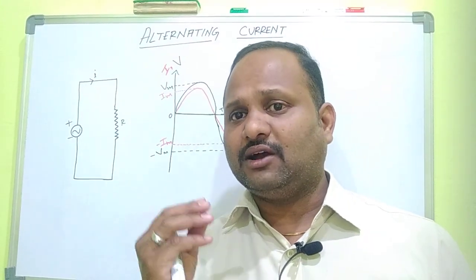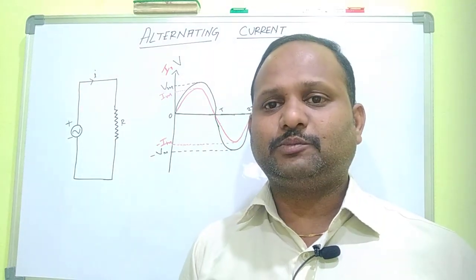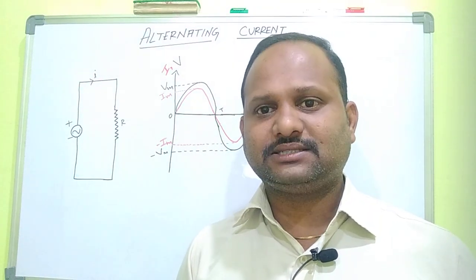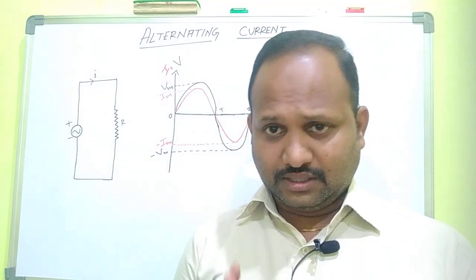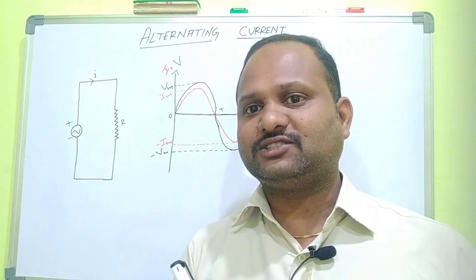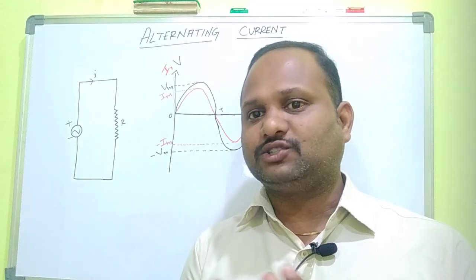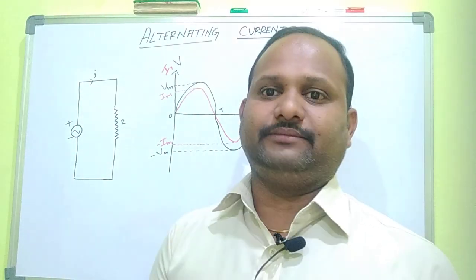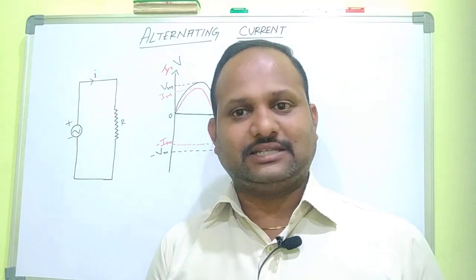And when the alternating voltage is connected to a closed circuit, it produces an alternating current, which also changes its direction at a regular interval of time. This type of current is known as alternating current because it changes its direction. Its magnitude also changes continuously.